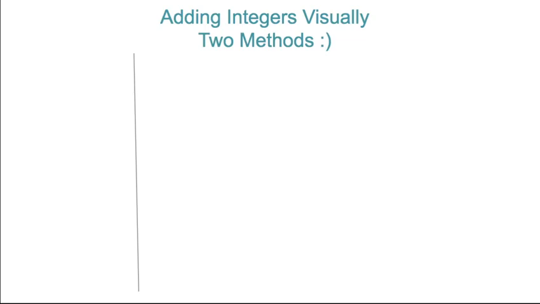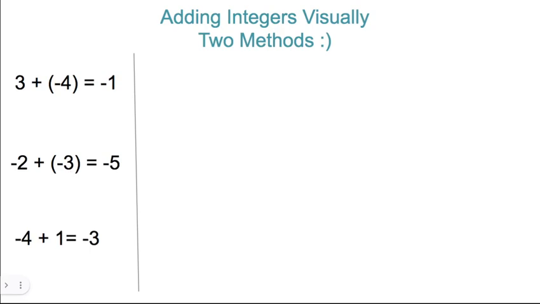Hey mathletes, today we're going to look at adding integers visually, and I'm going to share with you two different methods. We'll use three examples for this. The first example is going to be a positive added to a negative. The second example is going to be a negative added to a negative. And the third example is going to be a negative added to a positive. I didn't include a positive added to a positive because I figured you already knew how to add two positives together.